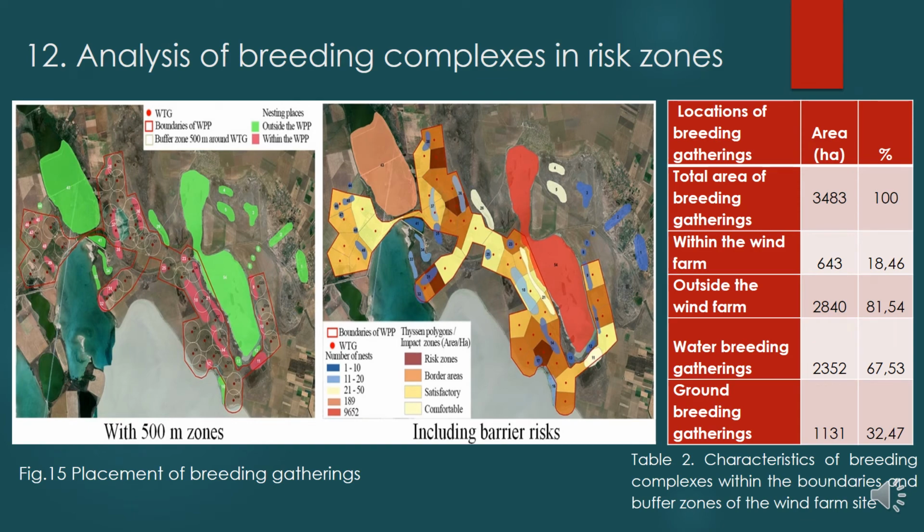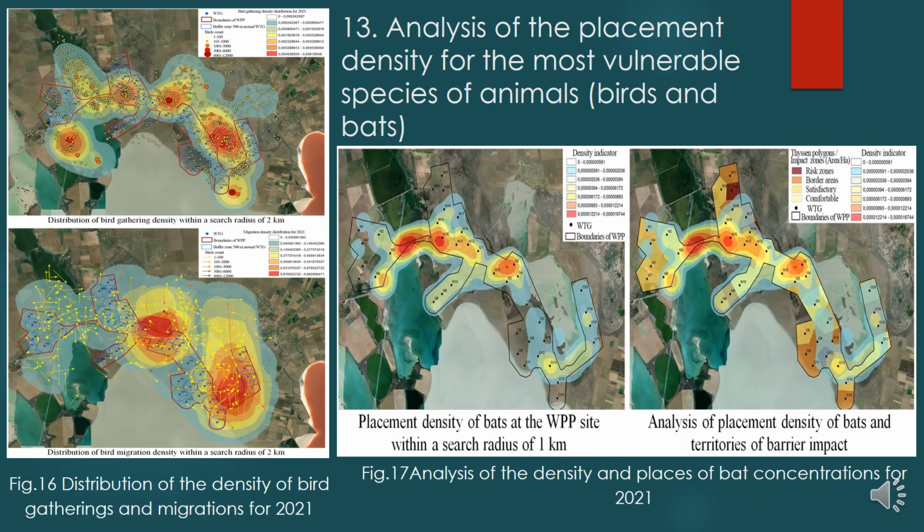The analysis of breeding complexes in the risk zones. The result of census data for the breeding period of 2021 are presented in Figure 15 and Table 2, where aerial indicators are considered. Analysis of the abundance and location of these concentrations make it possible to identify areas of large bird gathering, taking into account barrier risk zones, to analyze this ornithological situation at the wind farm site.